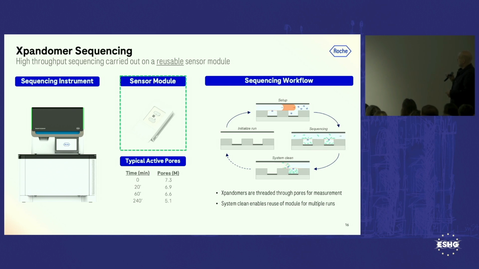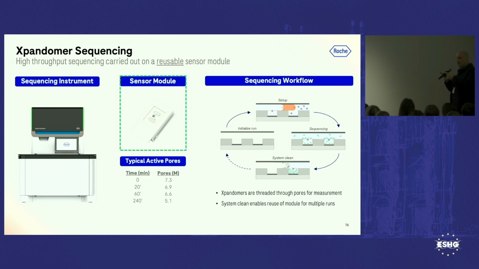So the sequencing instrument, again, has fluid handling, but of course also has to handle all the data coming off the system. The sensor module is a key part that contains the 8 million chip on it, and it allows for the fluidic control of all the reagents to go through. And a very simplified version of the process on the right there is a sequencing workflow where you set up the bilayer, do the pore insertion, throw on your expandomer reagent to do your sequencing, clean the system, and reuse.